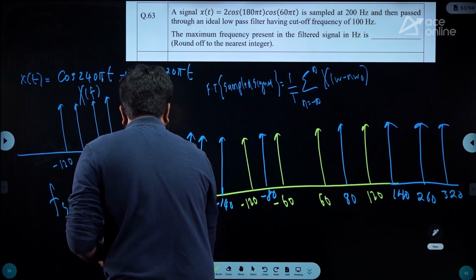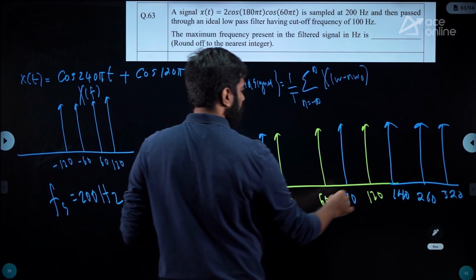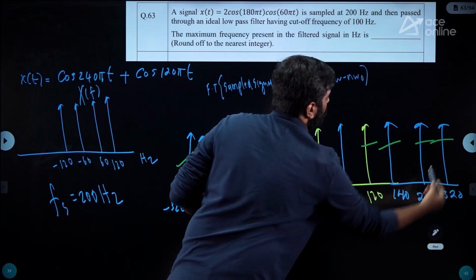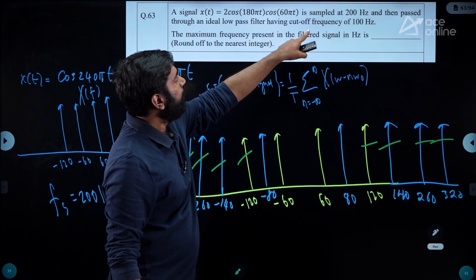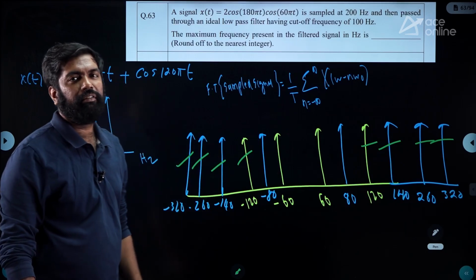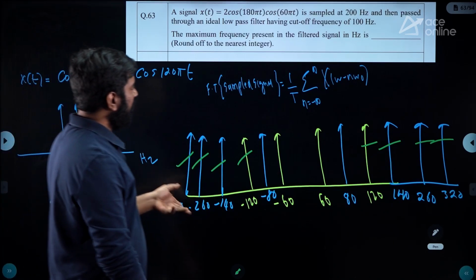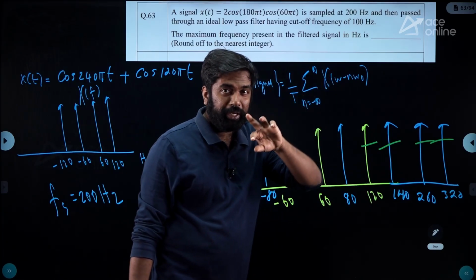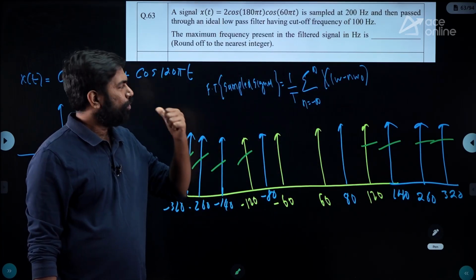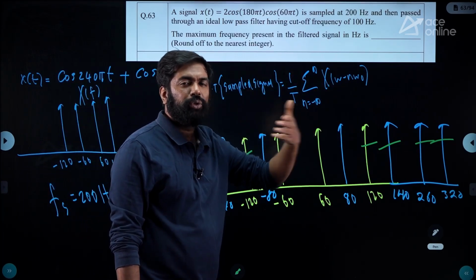Actually, we can ignore all these fellows, ignore this, ignore this, ignore this. Why? Because this spectra is now passed through an ideal low pass filter with cutoff frequency 100. I have expanded three terms: one is X of omega, I have written X of omega minus omega naught, and I have also drawn X of omega plus omega naught. But there are many terms. Let's look at the other term.